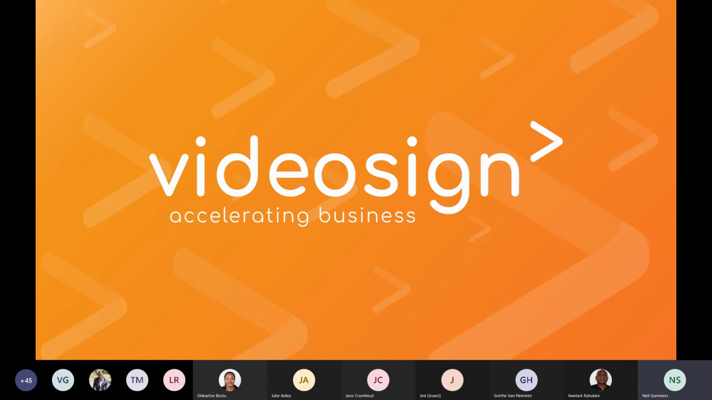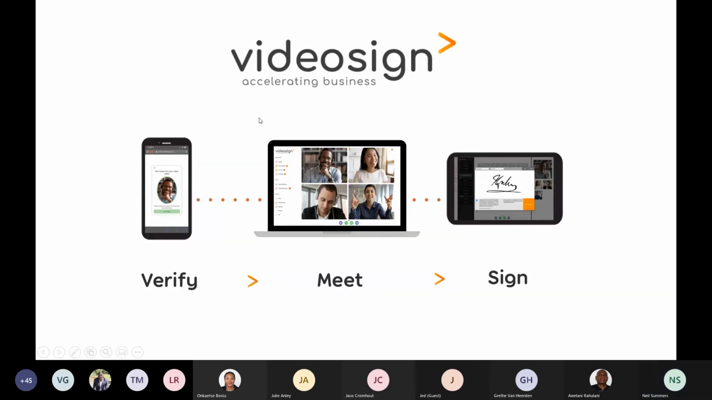It's been developed by the UK startup VideoSign Limited, in which Moonstone is also a shareholder, and we support the solution locally from our Stellenbosch offices. So what is VideoSign? VideoSign basically comprises 3 main components, namely Verify, an online real-time identity verification service that uses facial recognition technologies, Meet, an online video meeting platform, and Sign, an online real-time signing service which makes up the transaction part of the platform.